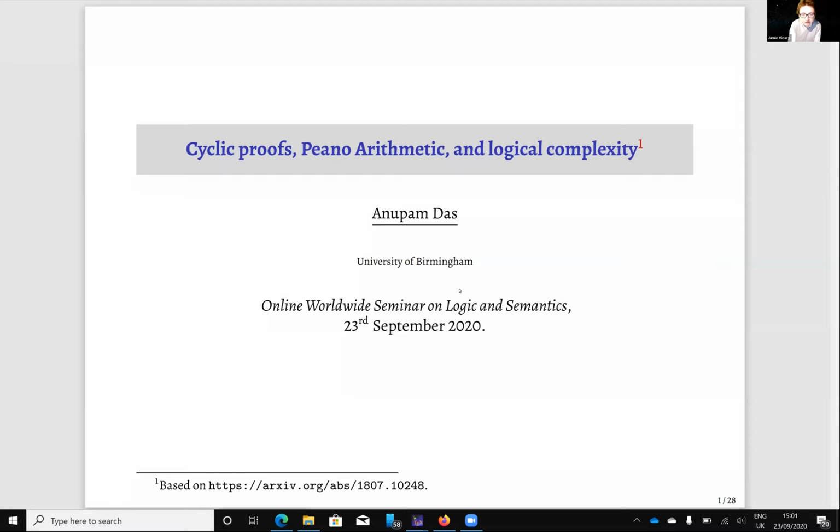We're delighted to host Anupam Das from the University of Birmingham, who's been working for a few years now on cyclic proofs. And it's a fascinating area, and we're going to find out about what cyclic proofs are, how they're related to inductive proofs, and the details of Anupam's research.